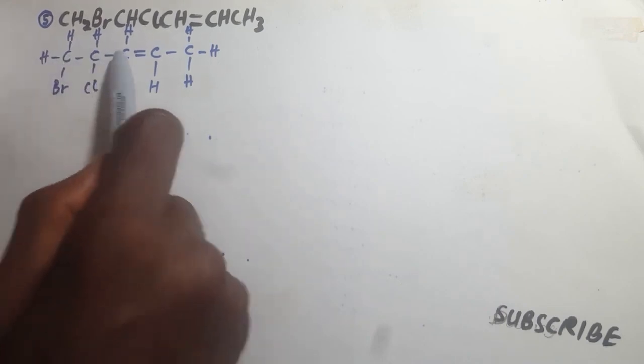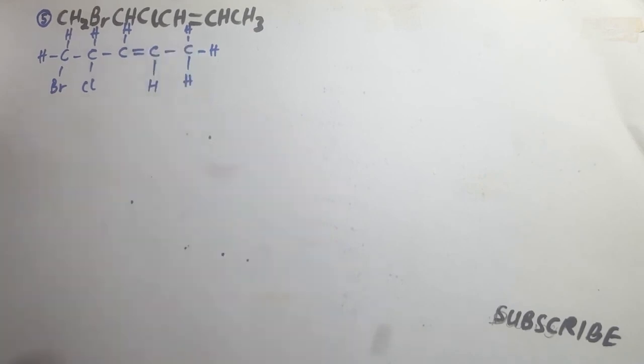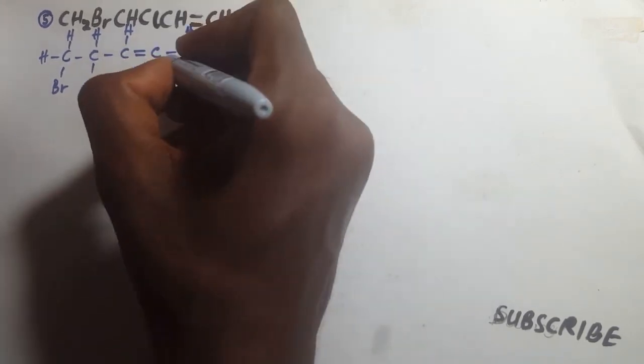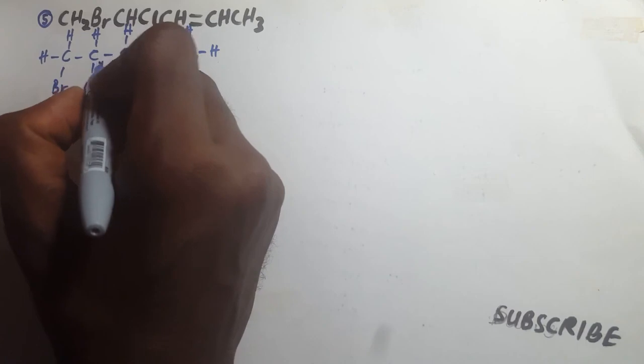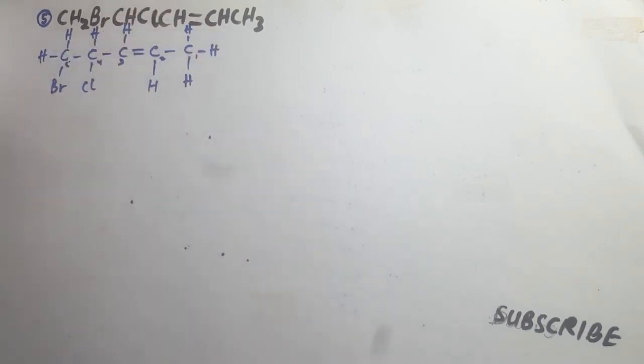Counting from here is 1, 2, 3. It's on the third, but counting from here is 1, 2. So we start from here. 1, 2, 3, 4, 5.